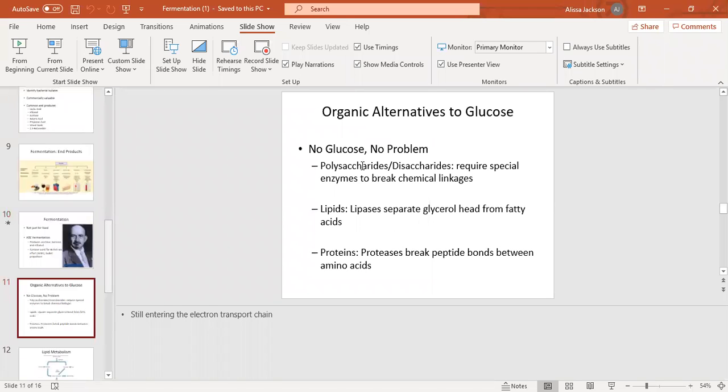Okay, yeah, and you don't have to use glucose. You can digest, like we talked about, polysaccharides and disaccharides, and those can enter these metabolic pathways. And then lipids, yeah, lipases separate glycerol from fatty acids. Proteins break down the peptide bonds. Basically, everything is recycled, and then you can still strip electrons away, right? So that would be oxidation. Oxidation is loss of electrons, reduction is gain of electrons. So you can still strip electrons away from these molecules and get energy from them.